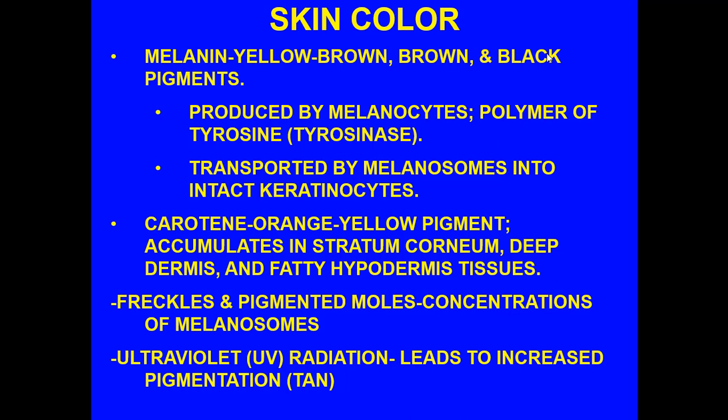Are there other pigmentations you might see? Yes. Carotene. This is the pigment that accounts for the oranges and yellows you see in squash or oranges, etc. Carrots. They accumulate in the stratum corneum, in the deep dermis, and in the fatty hypodermis tissues. What about freckles and pigmented moles? These are concentrations of melanosomes.